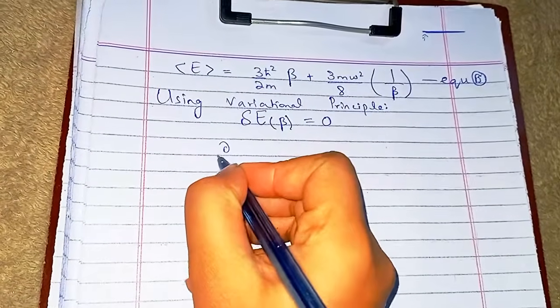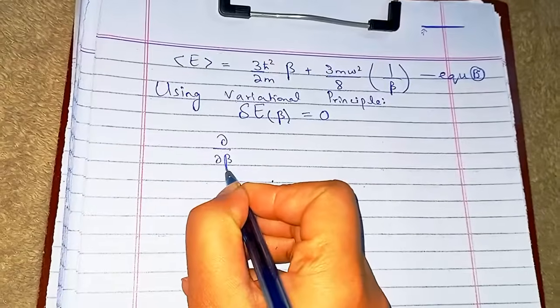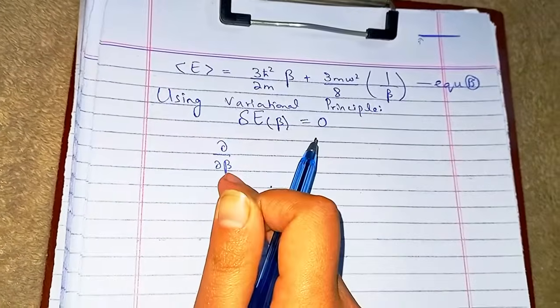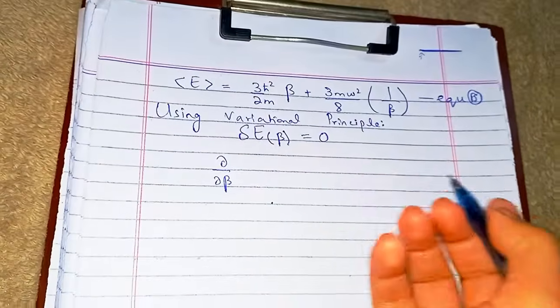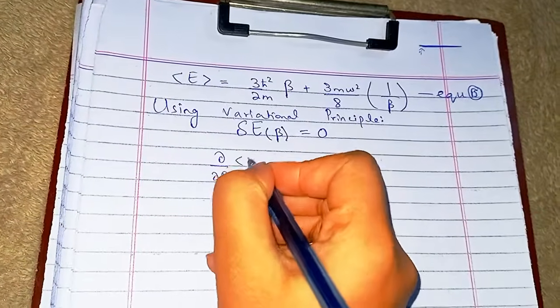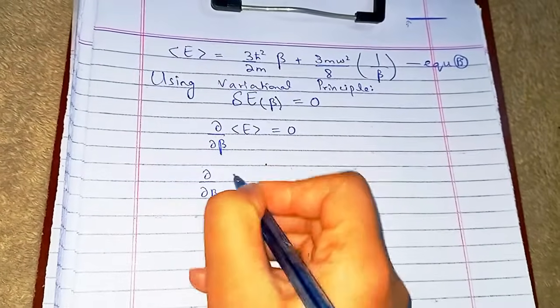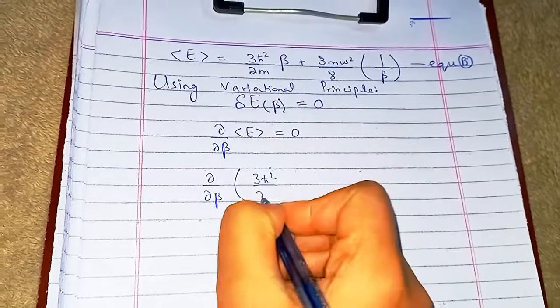Let's do that. It means we'll take its derivative with respect to beta, whatever the adjustable parameter is. If it's alpha, you'll differentiate it with respect to alpha. If it's beta, you'll do it for this, and so on. So we'll put it equal to 0. Partial by partial beta of 3ħ²β²/2m.